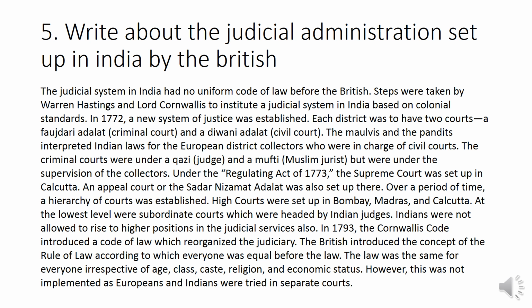In 1793, the Cornwallis Code introduced a code of law which reorganized the judiciary. The British introduced the concept of rule of law according to which everyone was equal before the law. The law was the same for everyone irrespective of age, class, caste, religion and economic status. However, this was not implemented as Europeans and Indians were tried in separate courts.